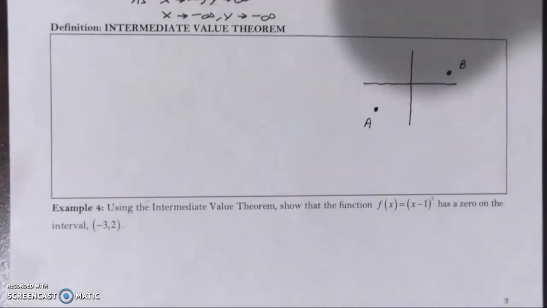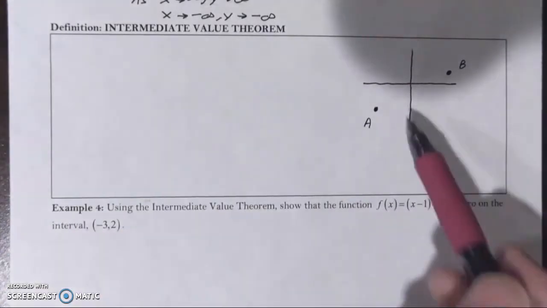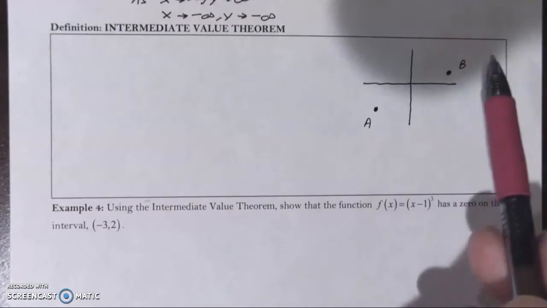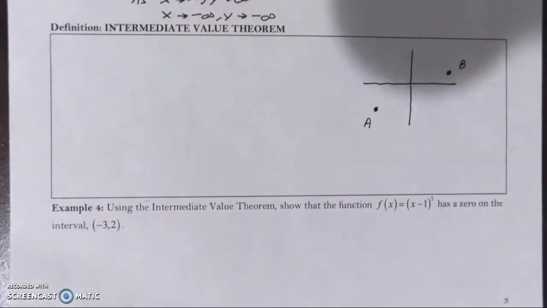I'm giving you that information: both of these points lie on a polynomial function specifically. There is something that we should be able to conclude from that information about what might happen between points A and B. Point A is below the x-axis. Point B is above the x-axis. What must be true somewhere in between A and B if I tell you that this is a polynomial function? Pause, think if you'd like.